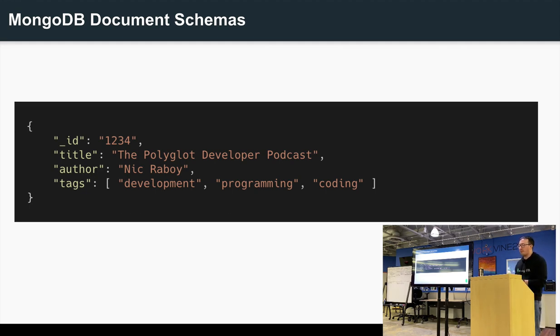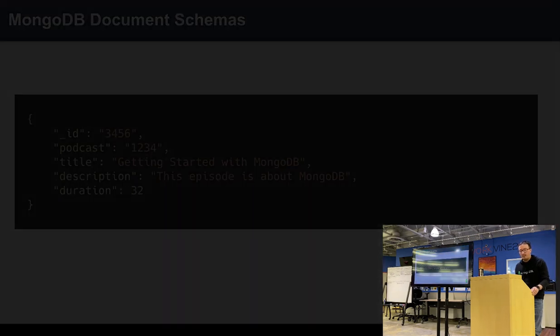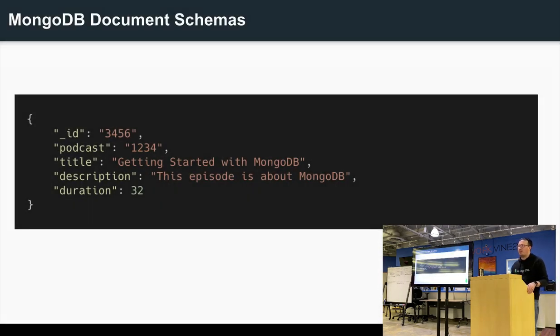It's not too basic. It's got an array in there. We know that MongoDB is NoSQL. It's a document database. You're working with JSON. It could be complicated if you wanted it to be, but let's just say we're going with this for now. Now let's say this is what an episode document would look like.